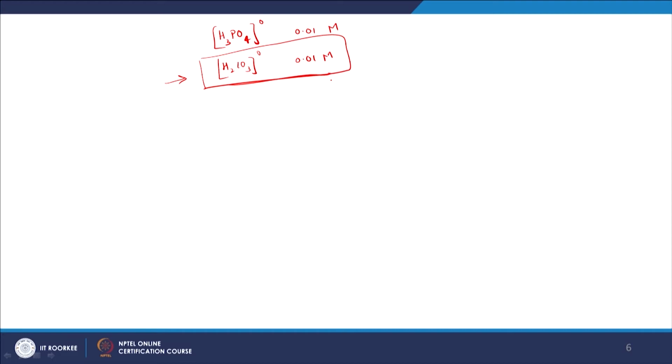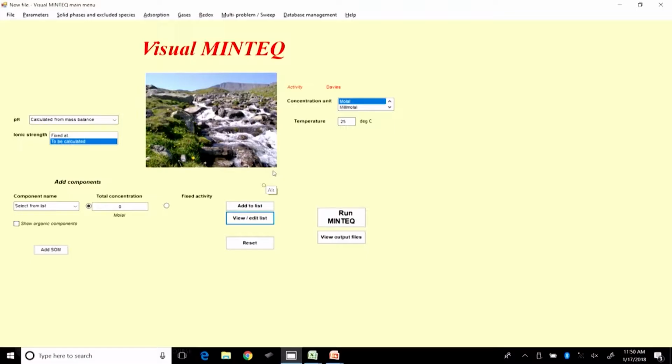But now we are going to look at a system where there is another acid-base system present, in this case phosphoric acid, at concentrations that are similar to your carbonate system. Let's go back to Vimintek now. So how do I get that done?